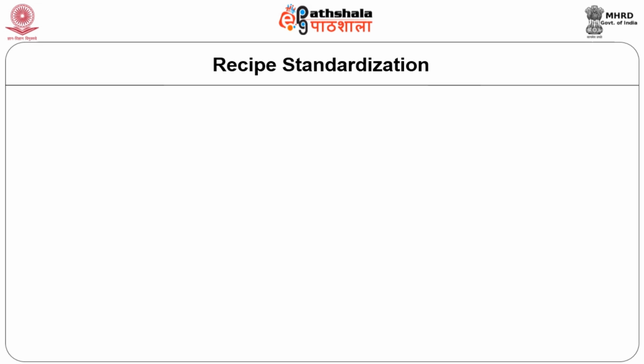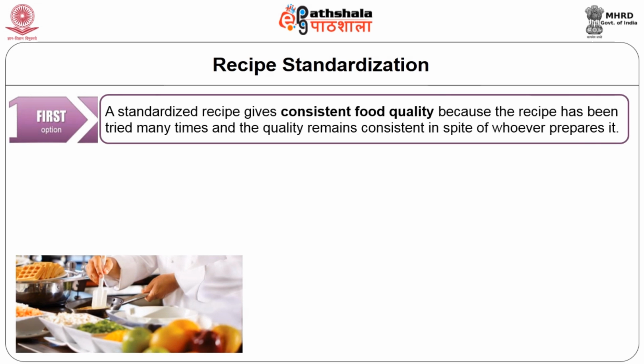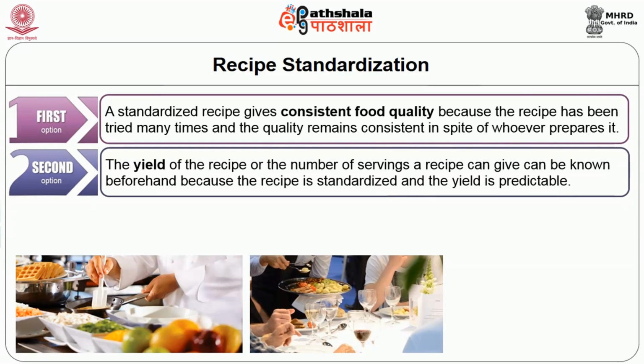From the management point of view, first and foremost, a standardized recipe gives consistent food quality because the recipe has been tried many times and the quality remains consistent in spite of whoever prepares it. Secondly, the yield of the recipe, or the number of servings a recipe can give, can be known beforehand because the recipe is standardized and the yield is predictable. So, overproduction or shortages can be prevented.